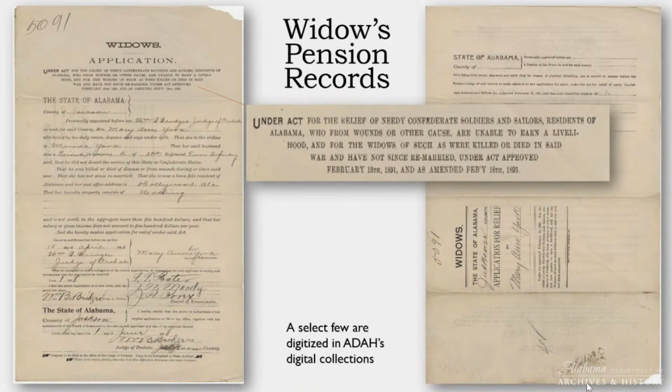At the top of the application, the following description can be found. Under Act for the Relief of Needy Confederate Soldiers and Sailors, residents of Alabama who from wounds or other cause are unable to earn a livelihood, and for the widows of such as were killed or died in said war and have not since remarried, under Act approved February 18th, 1891, and as amended February 18th, 1895.